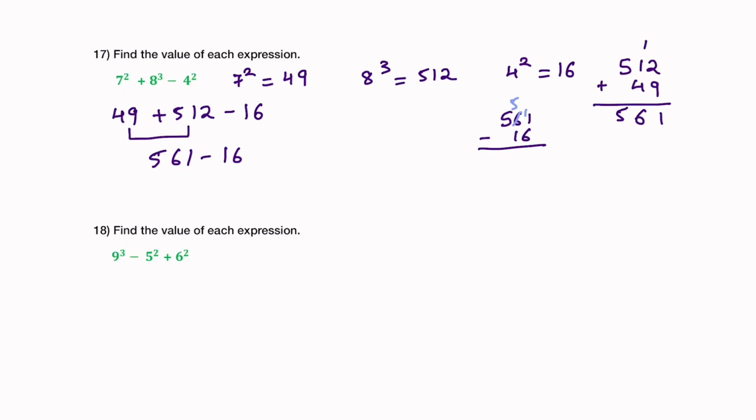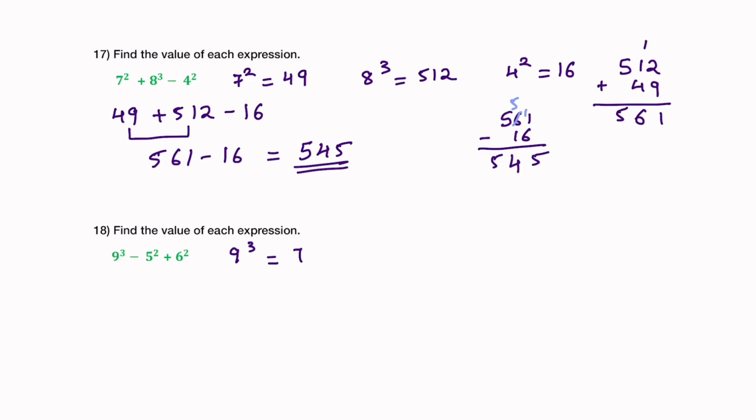Because from 1 we cannot take out 6. So that's 11 minus 6 is 5. 5 minus 1 is 4, and that's 5 there. So the answer is 545. Okay. Next, 9 cube again.